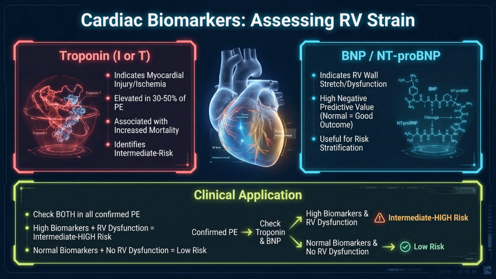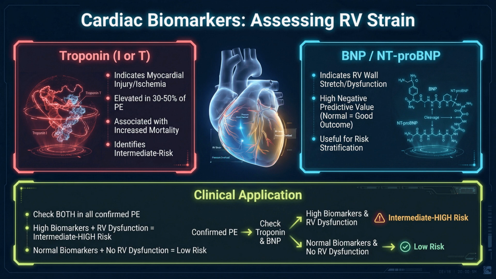While elevated BNP suggests RV strain, a normal BNP or NT-proBNP has a high negative predictive value, meaning a normal result is reassuring and associated with a good prognosis. This makes natriuretic peptides especially useful for risk stratification.